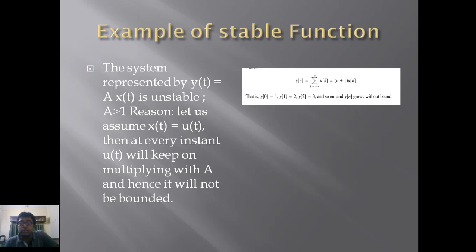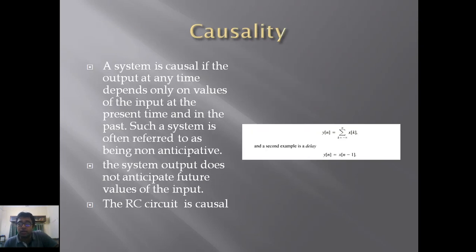So let's go to the next slide. Causality, how it has been described here. A system is causal if the output at any time depends only on values of the input at the present time and in the past. Such a system is often referred to as being non-anticipative. The system output does not anticipate future values of the input. The RC circuit is a causal function.